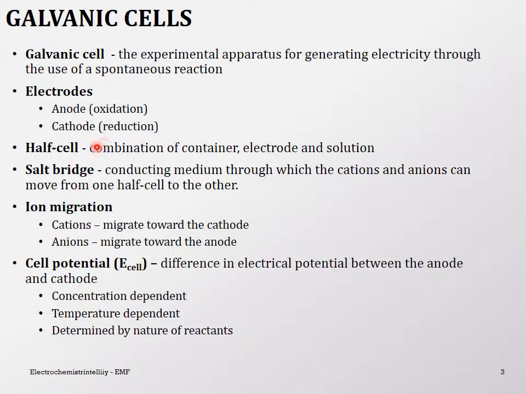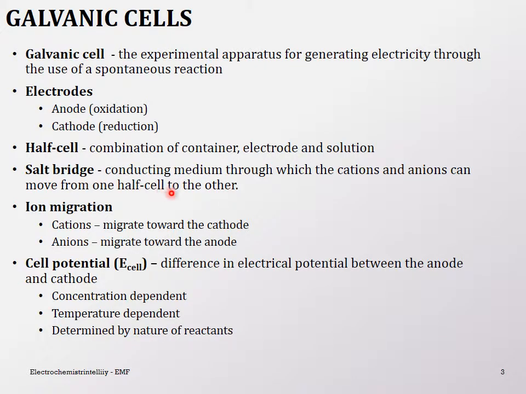Then a half cell is a combination of the container, which is the electrode, and the solution, which means just the anode part or the cathode part. That's going to be a half cell. A full cell would be a galvanic cell. And then you need a salt bridge, which will conduct the ions.